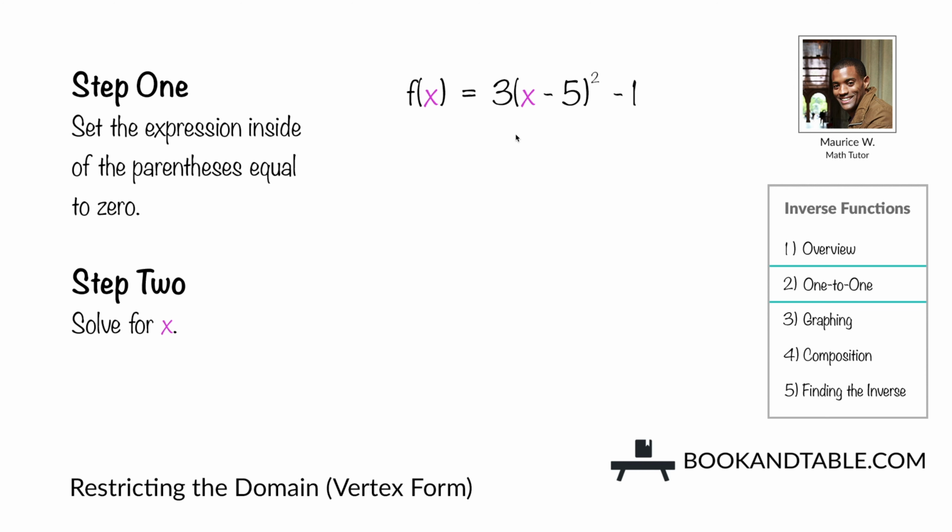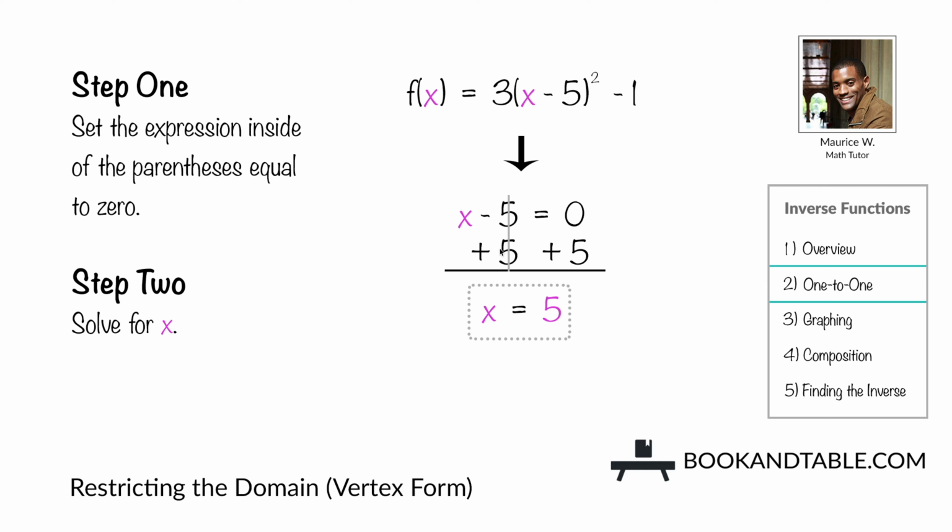Step 1, we want to set the expression inside of the parentheses equal to 0. So we have x minus 5 is equal to 0. And now step 2, we want to solve for x. So we do so by adding 5 to both sides, showing us that x is equal to 0 plus 5, which is 5. So this is where our line of symmetry is. Along the x-axis, it's at positive 5.